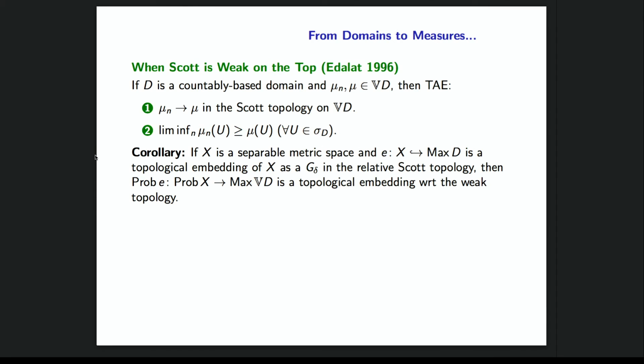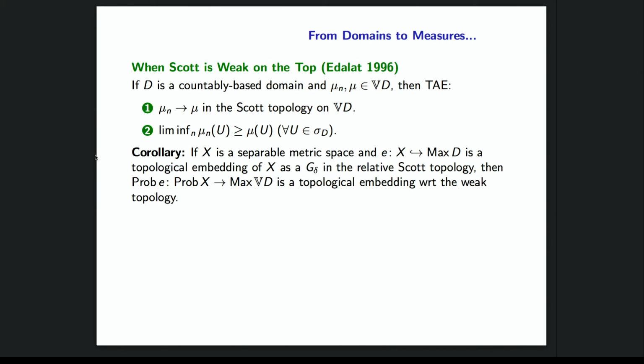That's exactly the same condition in the portmanteau theorem, except we're restricting to Scott open sets. And a corollary of this is that if you take a separable metric space and an embedding as the maximal elements of this D, so that it's a G delta, then that lifts to an embedding of the probability measures on X into the maximal elements in the subprobability measures with respect to the weak topology.